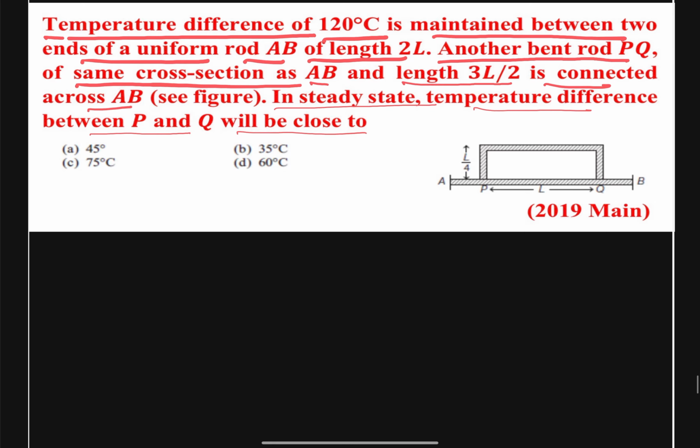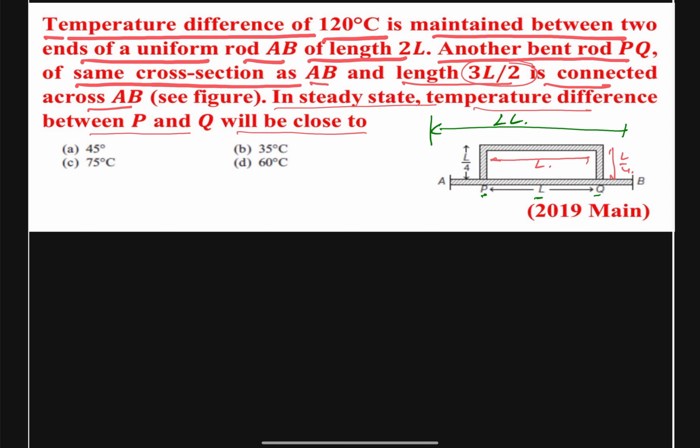So we are given that we have a rod AB whose total length is 2L. We have connected a PQ such that PQ is L, and there is another rod which forms a kind of loop. The horizontal length of this rod is also equal to L, and the vertical one is L by 4, such that the total length comes as 3L by 2.